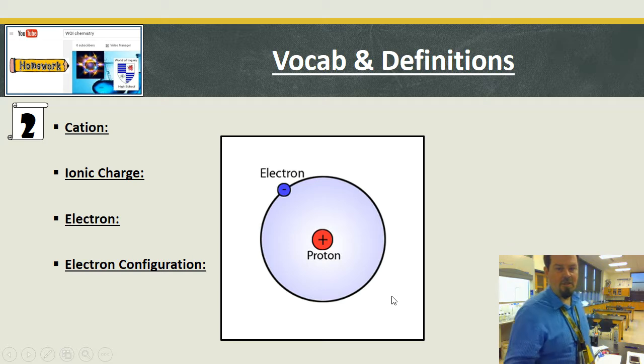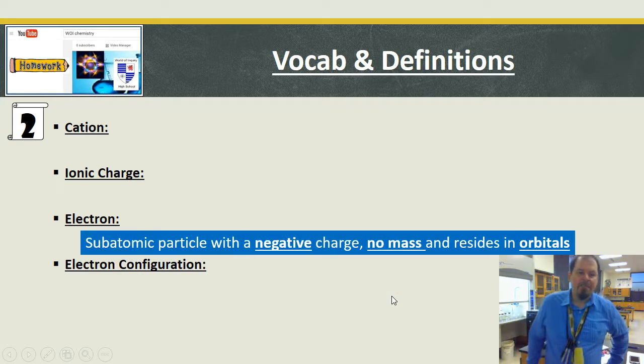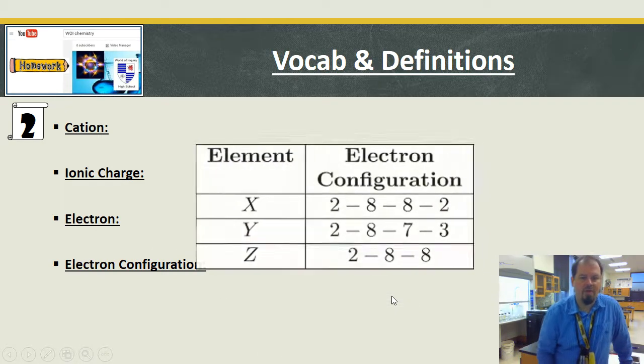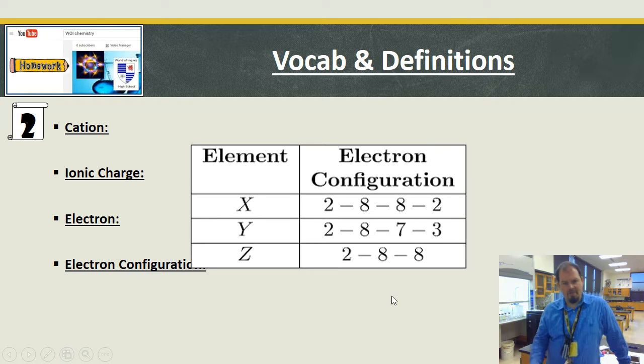Protons, electrons. Here we go. Subatomic particles. This is the subatomic particle with negative charge and no mass, and it resides in what we call the orbitals, which is outside the nucleus. Okay, you just need to know that word, orbitals. We'll get into a little bit more what it is when we get into the videos.